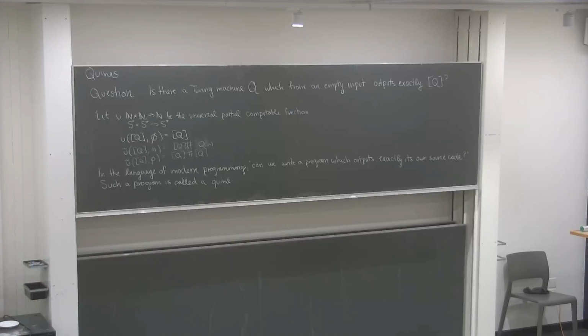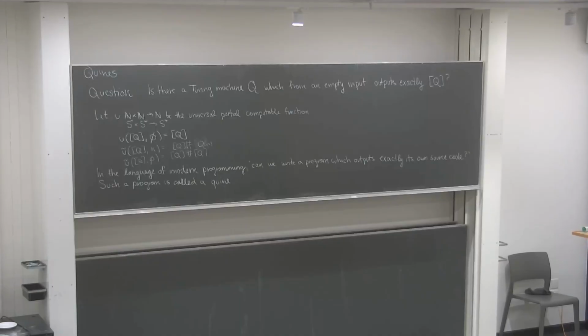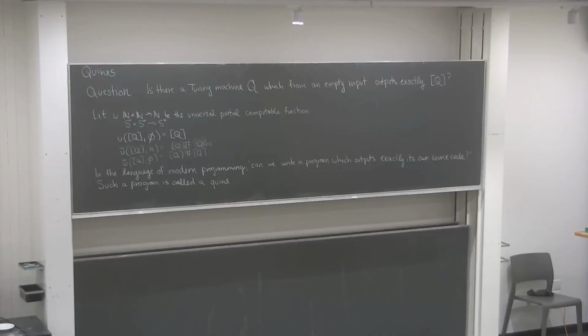So the question is: is there a Turing machine Q which, from an empty input, outputs exactly its own description? So can we design such a Q?